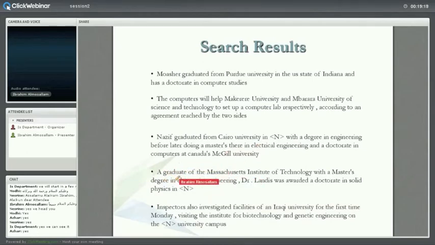Once you go to the third, I think you were starting at further: a graduate of the Massachusetts Institute of Technology, MIT, with a master's degree in electrical engineering. Dr. Landis was awarded a doctorate in solid physics. Notice neither the word Oxford nor the word computer appeared here, but the overall featureness of the word Oxford and the word computer appeared. So we're, in a sense, searching by semantics or sentiment rather than by text form or structure.